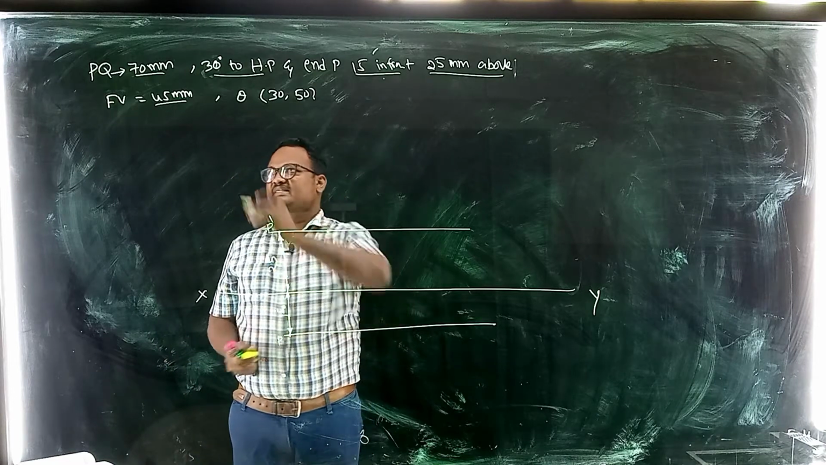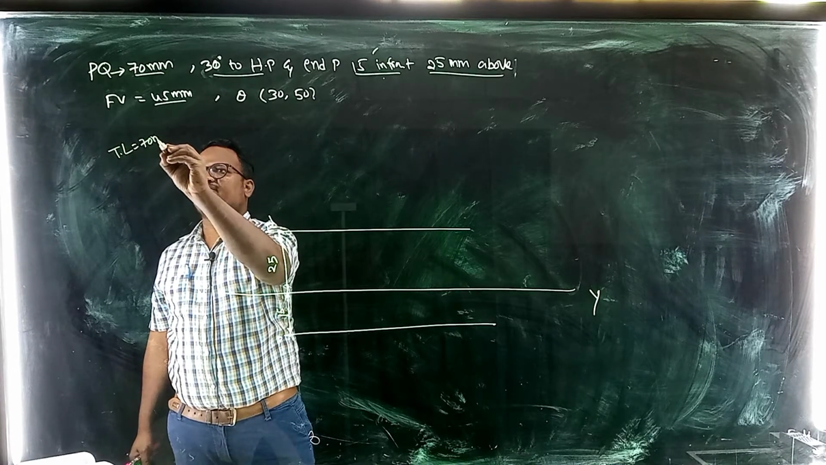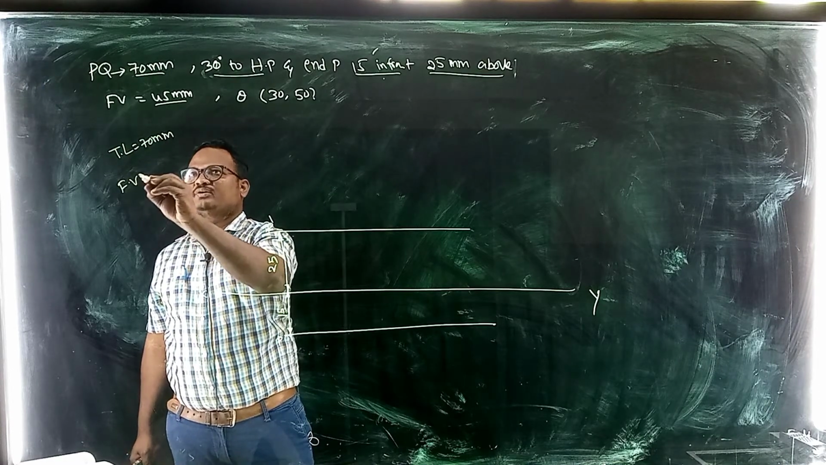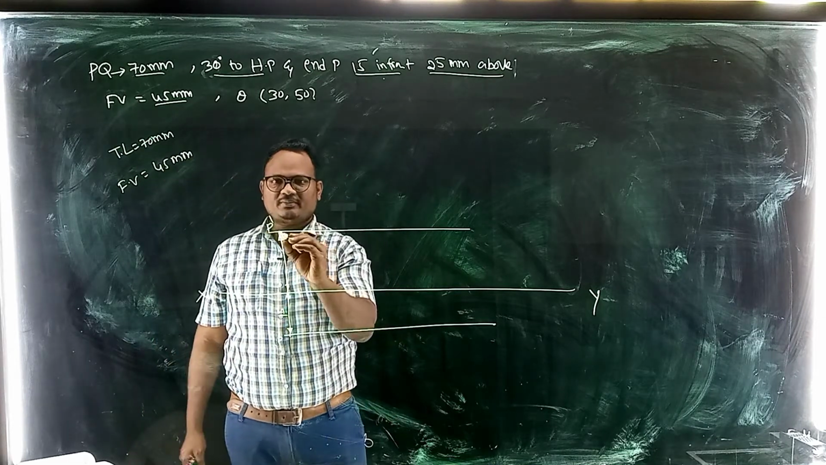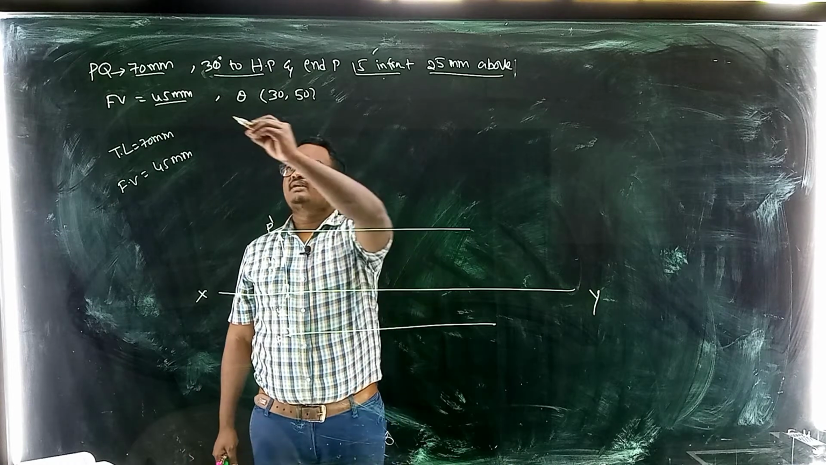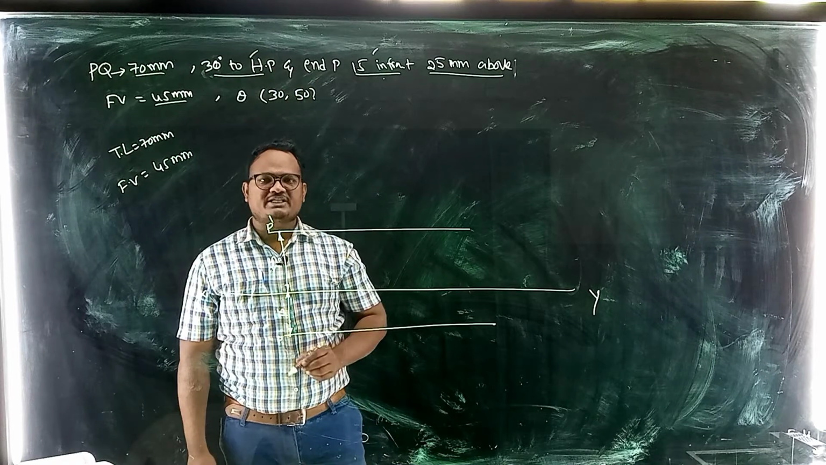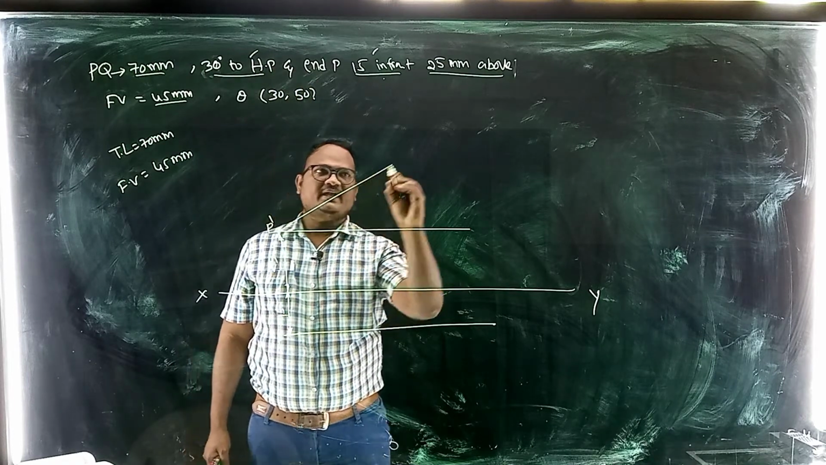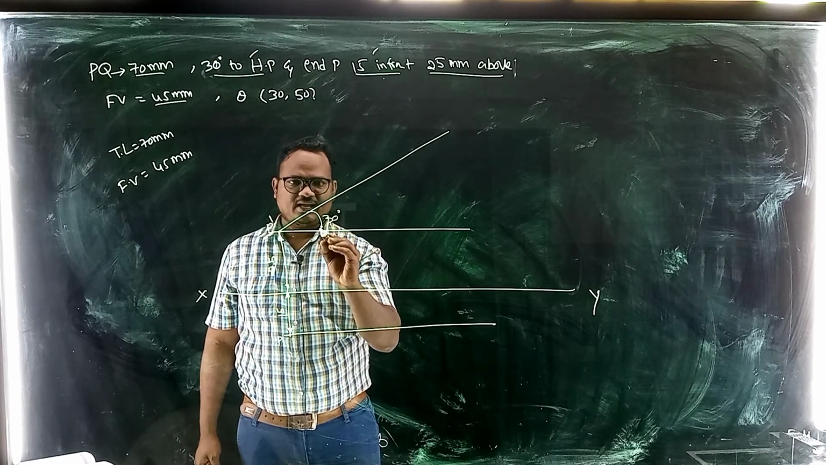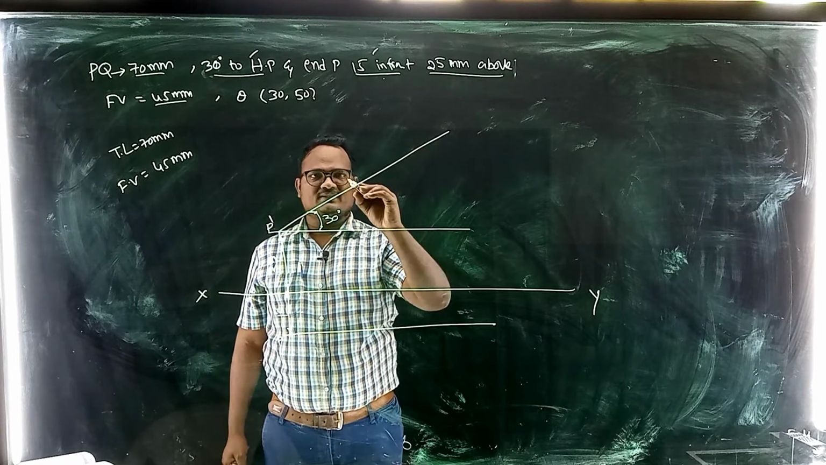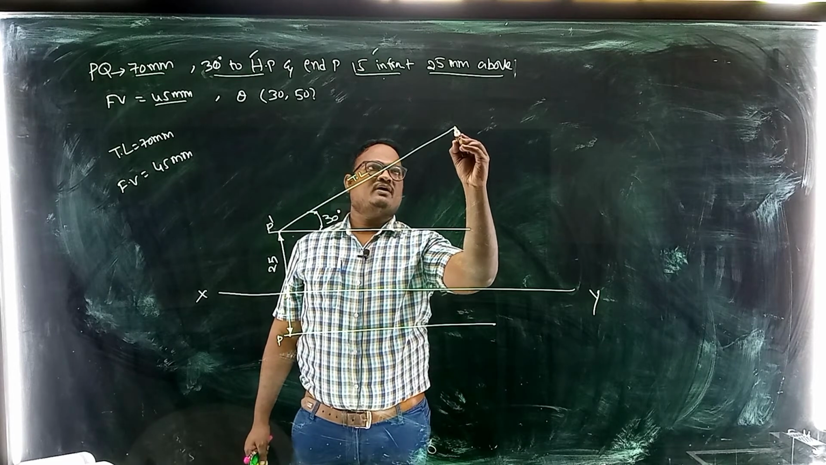The true length is 70 mm, and the front view given is 45 mm. Now, with P dash as the center, draw a 70 mm line inclined at an angle of 30 degrees with HP. So this is the 30 degrees angle of inclination, and this is the true length, 70 mm, up to here.